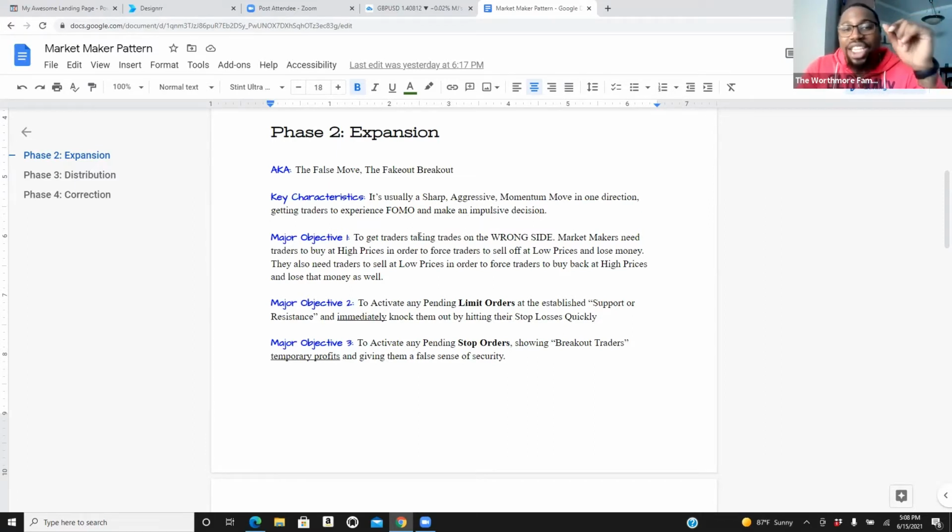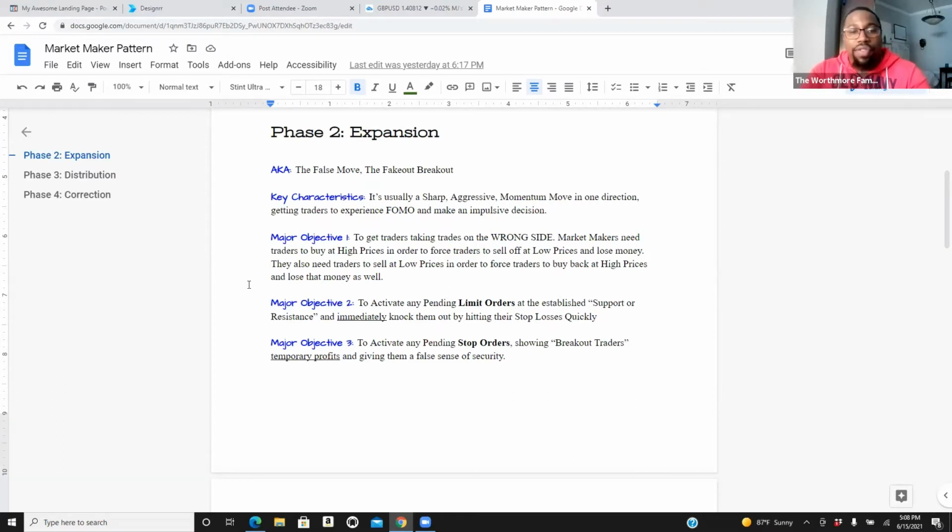Objective number one is to get traders taking trades on the wrong side of the trade. Market makers need traders to buy at high prices in order to force traders to sell off at low prices and lose money, right? They also need traders to sell off at low prices in order to force traders to buy back at higher prices and lose money that way as well, okay? So that's the first objective, to get you taking a trade on the wrong side. That's the main objective.